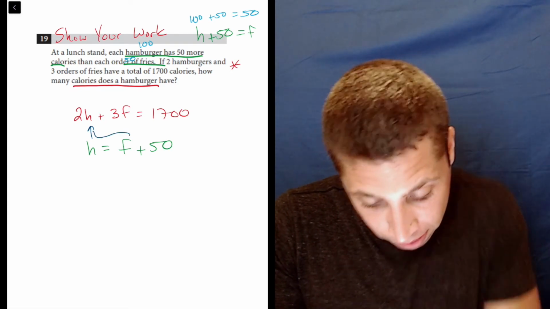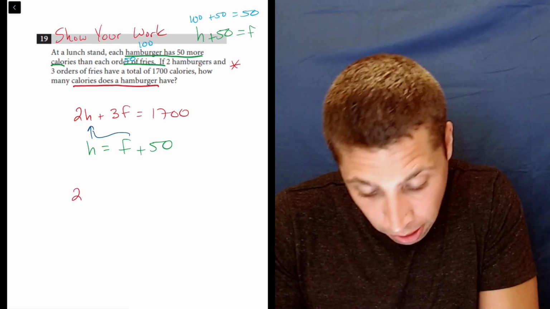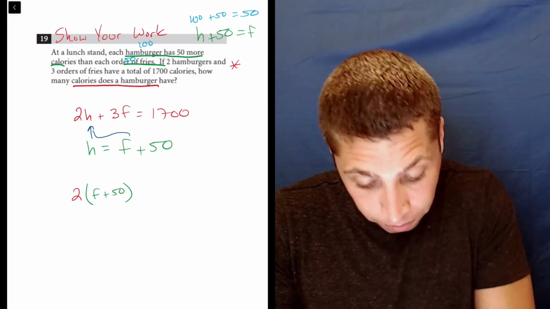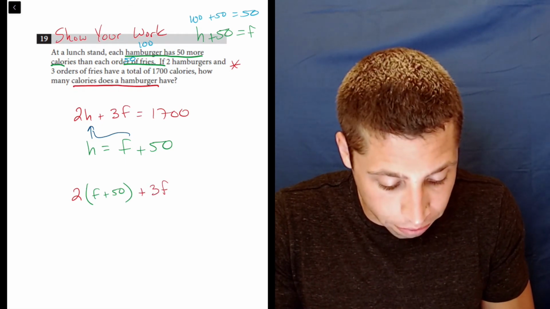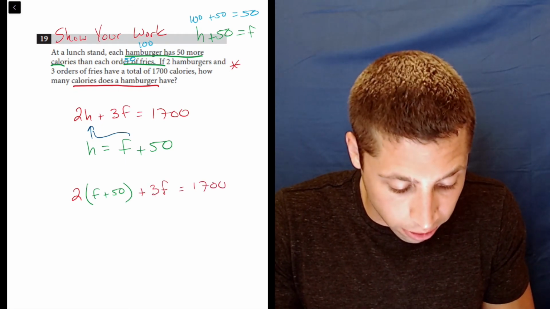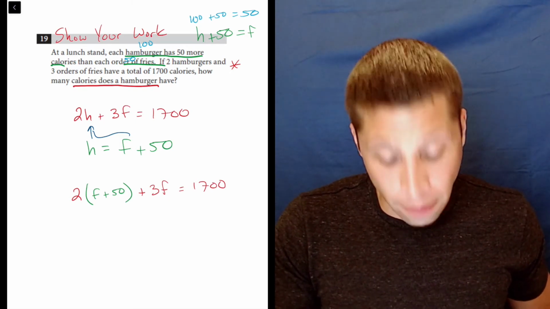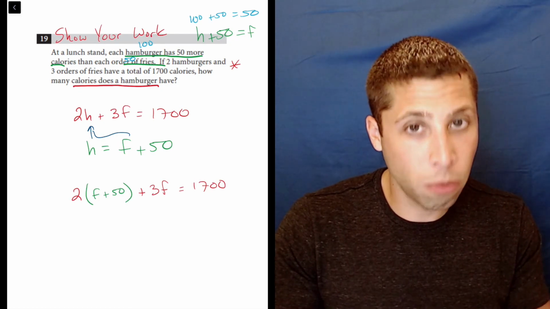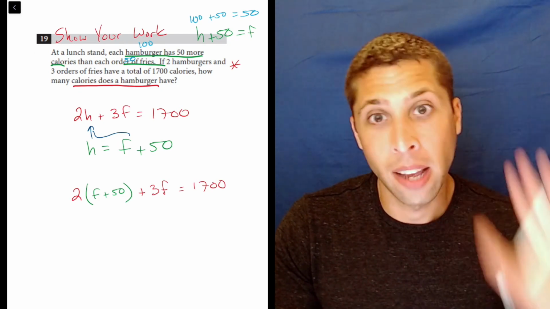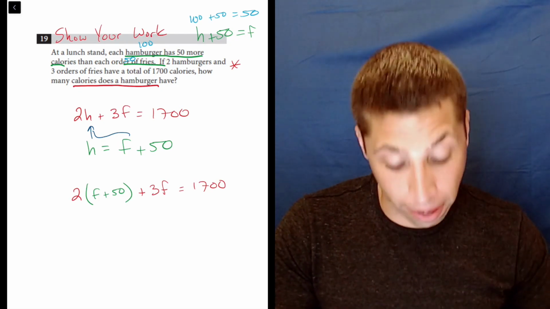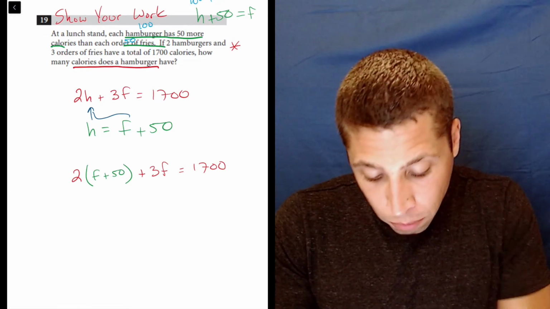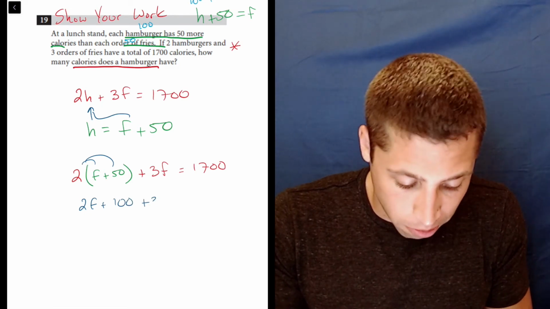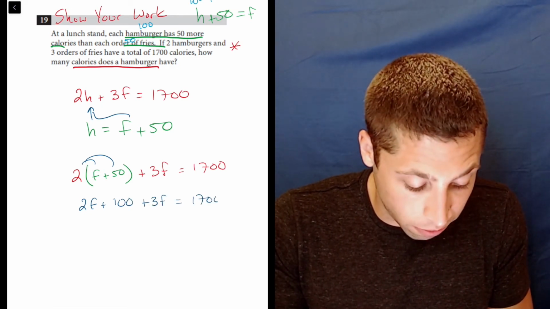So really what happens is we're going to have 2, I'm going to use the colors here, times (F plus 50) plus 3F is equal to 1,700, okay? And there's other moves you could have made at this point, but I think this is the most intuitive move, so I'm doing it this way because I want to follow the way that you probably think about it. The next move then is to distribute. So that's going to be 2F plus 100 plus 3F is equal to 1700.